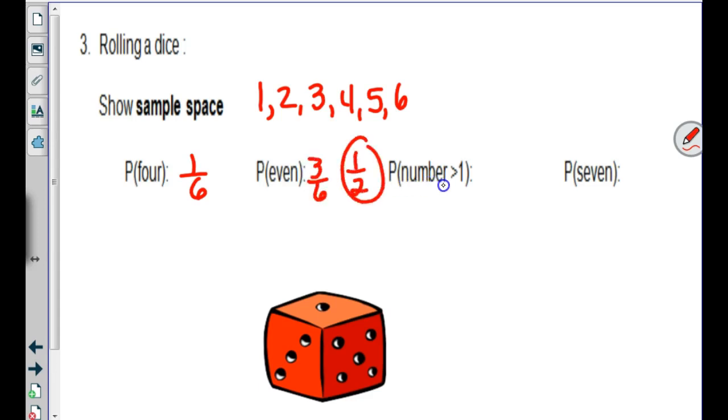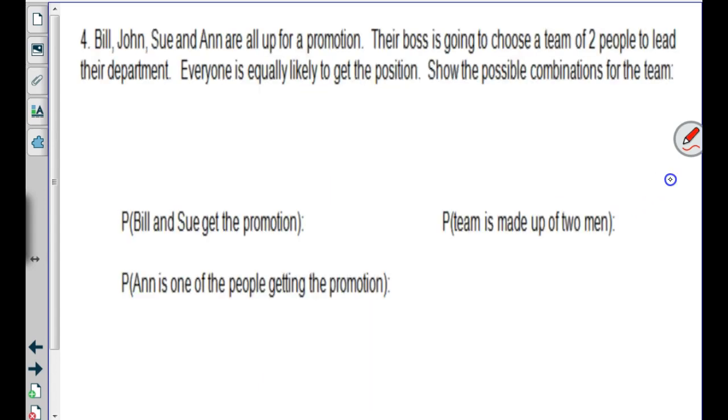What's the probability of rolling a number greater than 1? Okay, everybody good? Probability of rolling a 7 with a single die would be 0. No trickiness there. All right.